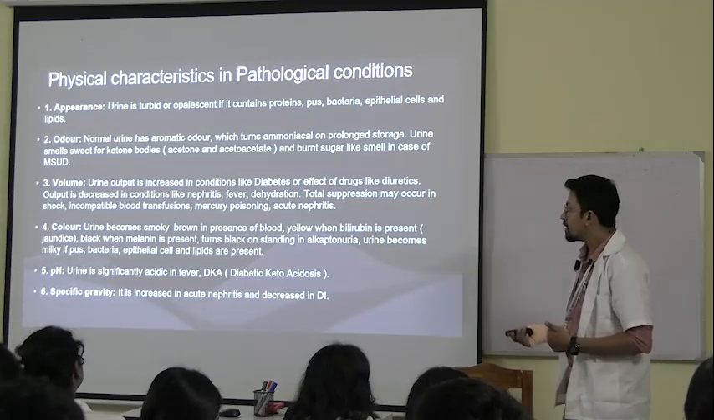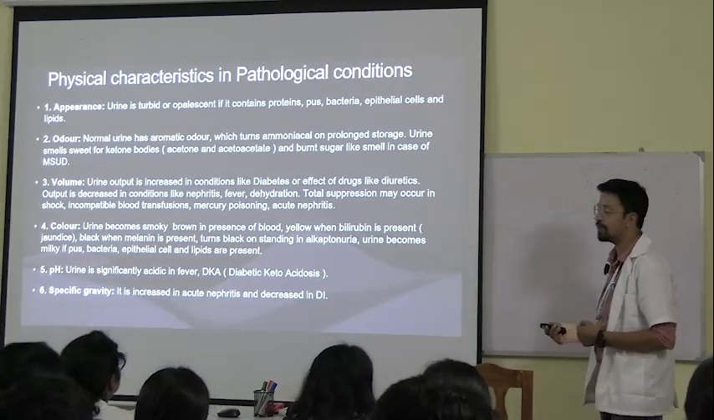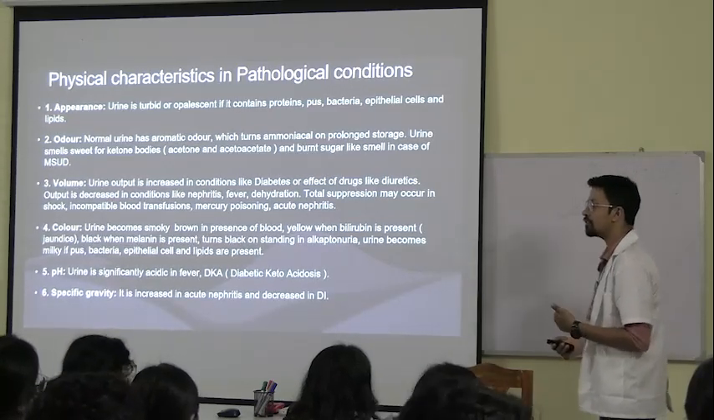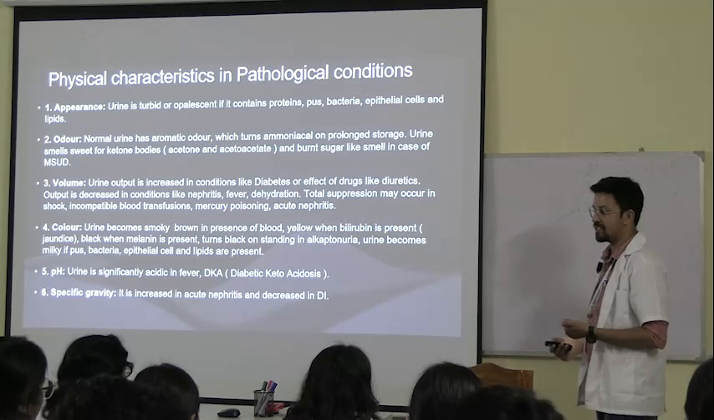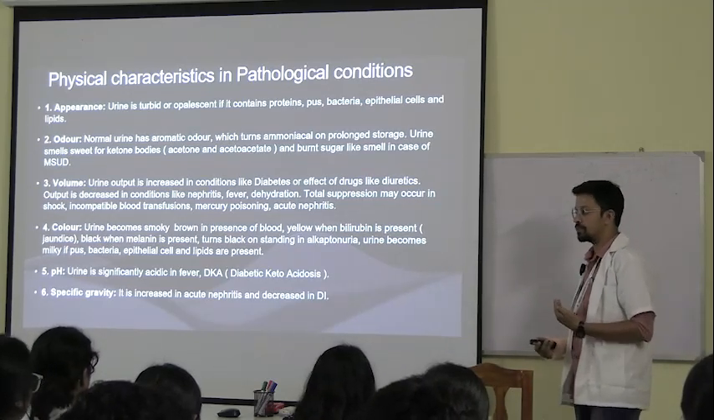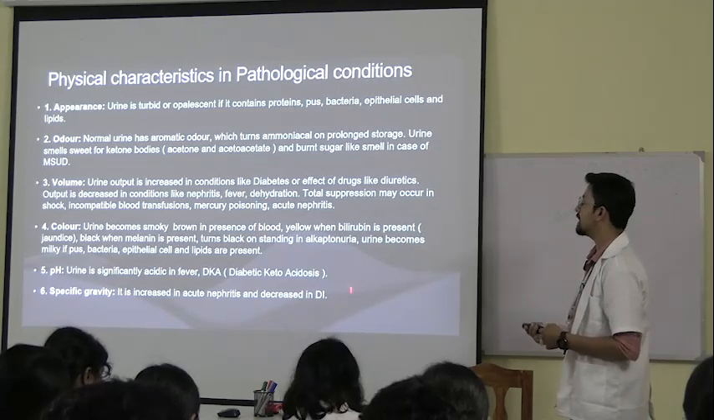Fine. Now pH: urine is significantly acidic in fever and decay like diabetic ketoacidosis. These are some conditions when the pH can be low. Normally the pH of urine is 5 to 6 on average, but in these conditions it can go below that as well. And specific gravity is increased in acute nephritis and decreased in diabetes insipidus.